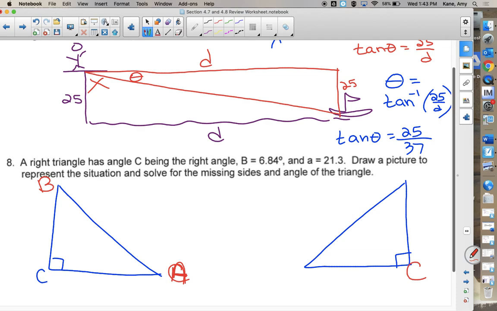So if you know that angle B is 6.84, it doesn't matter if it's at the top or if it's at the bottom. But side B has to be opposite angle B. That's the part that matters. So then side A has to be opposite angle A, which this is 21.3. Yeah, I did it as opposite angle first, and then I didn't realize. So if you don't have the side and the angle pairing together, then you're not good. Yeah. So that's the key thing.